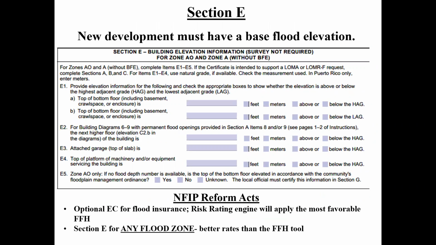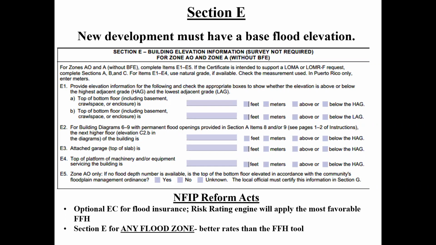And so section E, again, new development has to have a base flood elevation, and it says here that it can be for zone A without the BFE. That does not apply in Kansas. We have a different rule that in zone A, we have to develop a base flood elevation, and I'll show you that citation. But so this is for AO zone only.